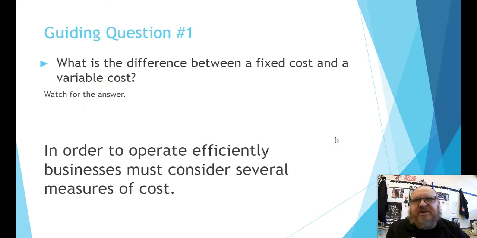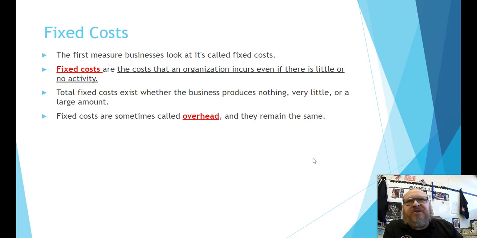All right, so we'll jump in here and start off with that first guiding question off of the main question, the essential question. And that first guiding question is, what is the difference between a fixed cost and a variable cost? All right, so in order for businesses to operate efficiently, they really do need to look at a lot of different measures of costs in order to make sure that they stay within their means and are, of course, making profit. So the first cost that they look at is known as fixed cost.